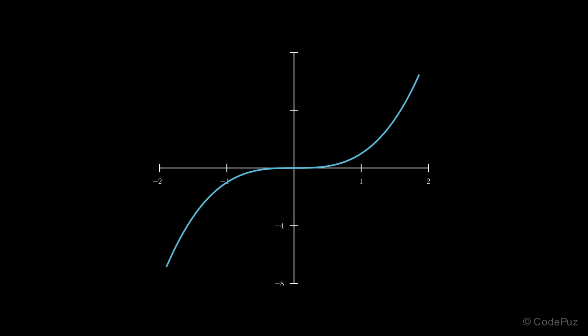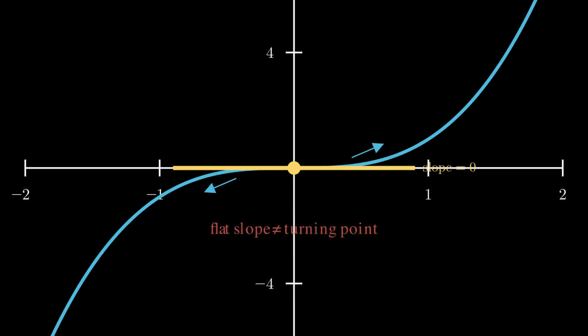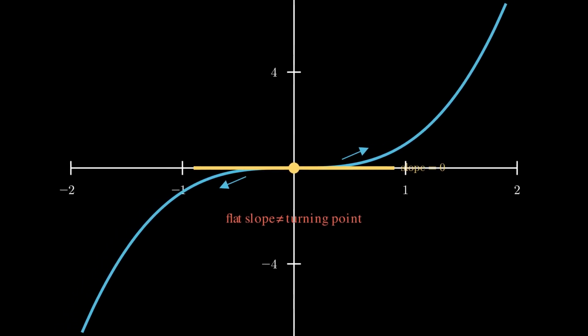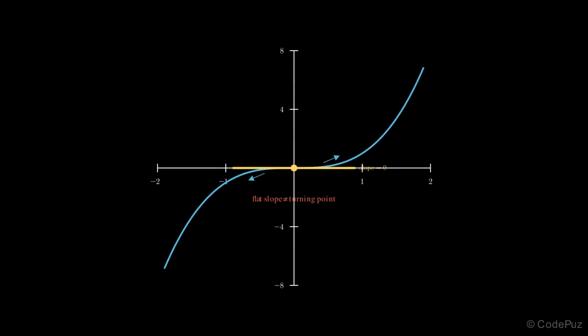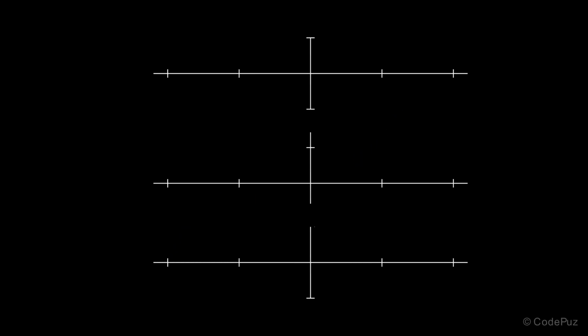And a warning, which we plan to return to later. At the origin, the slope is 0. The tangent lies perfectly flat, but the curve does not turn around, it keeps climbing straight through. So a flat slope does not always mean a peak or a valley. Hold that thought. Now, let's learn to read curves fluently.